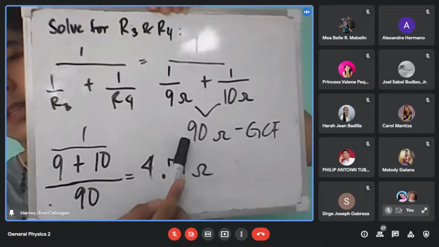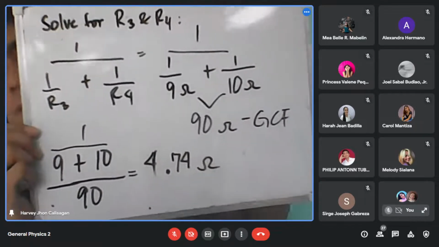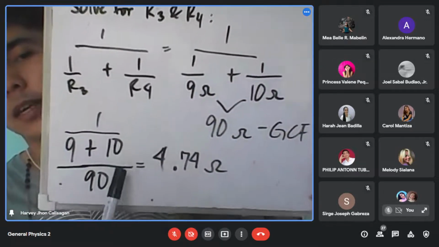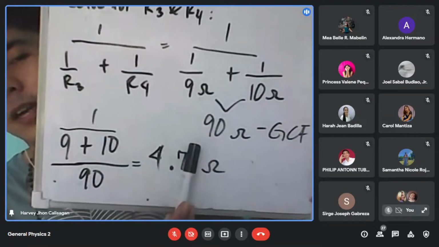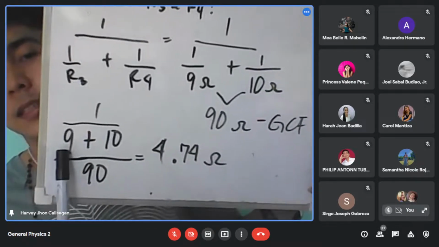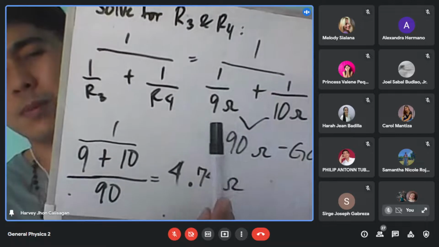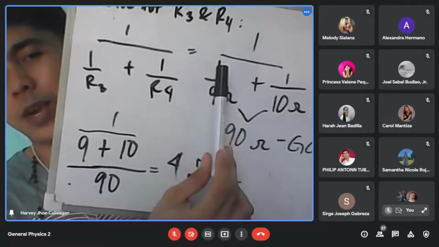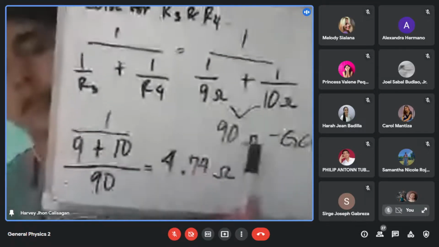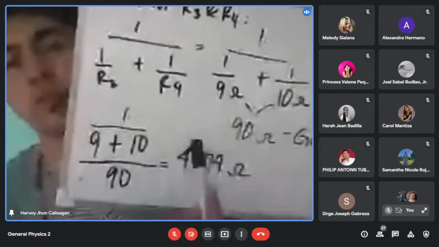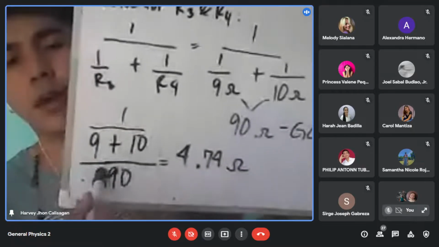So we have 90 divided by 9, which is 10. And 90 divided by 10 is 9. So we have 9 plus 10, because we replace one term with 9 and the other with 10. So 10 plus 9 is 19. Then we copy our new denominator, 90, which is our basis for solving the total resistance of 3 and 4. So we have 19 over 90.